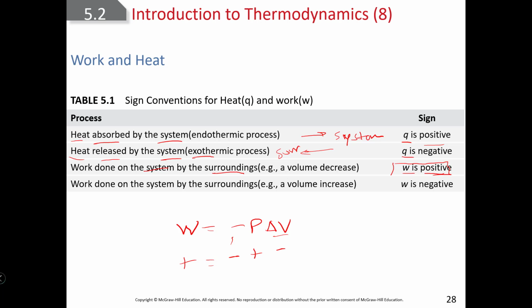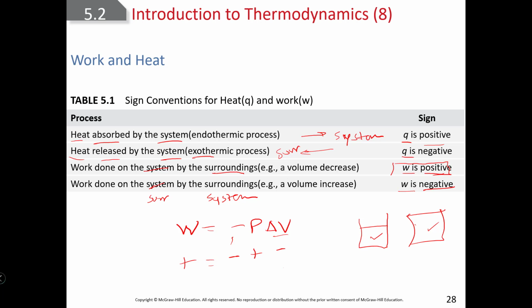Work done on the system by the surroundings, there's a typo here. This should be work done on the surroundings by the system. All right, so that means the volume's increased. That means that you started again with the piston here, you ended up with the piston up here, so the volume increased from here to here, and therefore the system did work on the surroundings, and it should be negative.